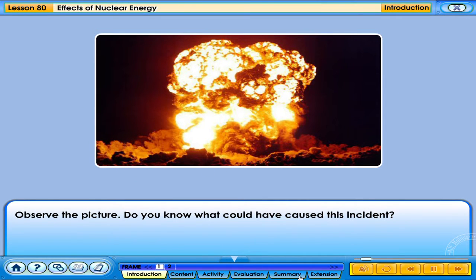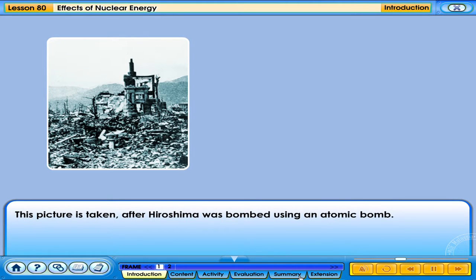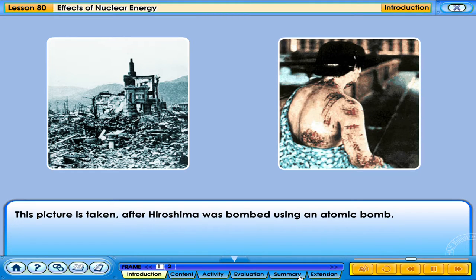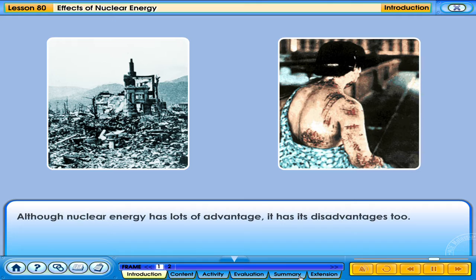Observe the picture. Do you know what could have caused this incident? This picture is taken after Hiroshima was bombed using an atomic bomb. Although nuclear energy has lots of advantages, it has its disadvantages too.